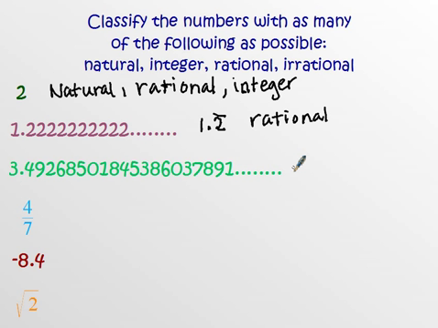The next number is a big, long, never-ending decimal. Look at the decimal places. Do you see a pattern? Does it repeat? Well, if the answer is no, it's a non-repeating, non-terminating decimal. It doesn't repeat and it doesn't end. So that's an example of an irrational number. The fraction 4/7 is already a fraction, so we know that it's a rational number. It's not a natural counting number, and it's not a positive or negative whole number, so rational is the only set that it fits.